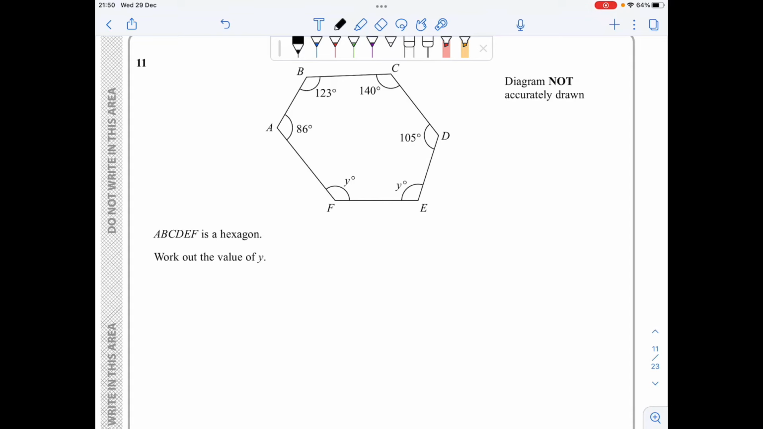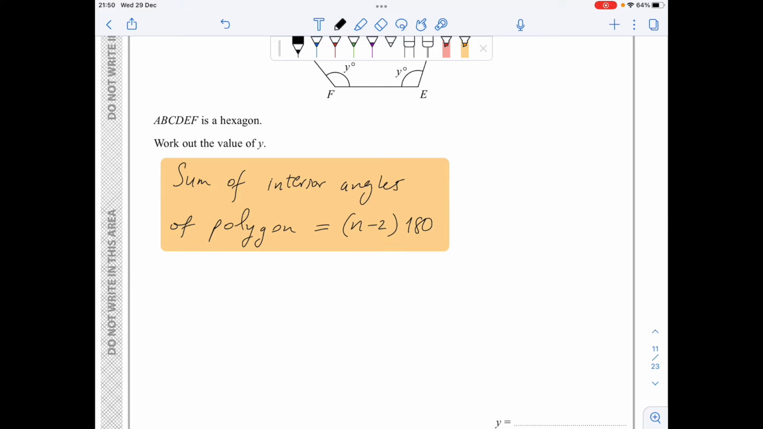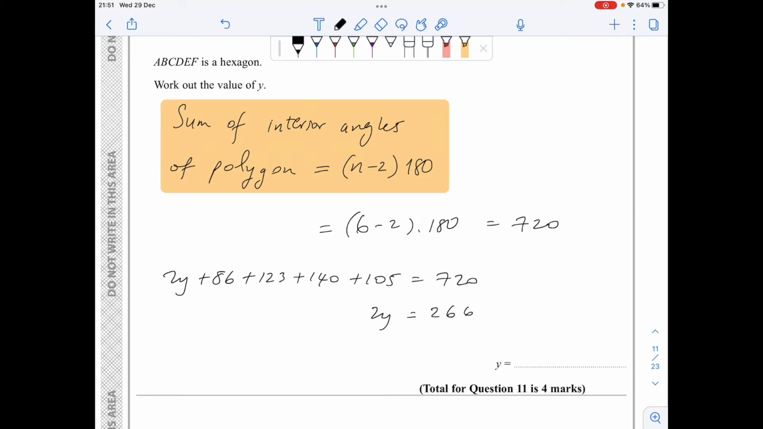In this question, I will use the following formula. Since I have a hexagon, then n is equal to 6. So the sum is equal to 6 minus 2 times 180. And this will give me 720. So 2y plus 86 plus 123 plus 140 plus 105 must be equal to 720. So 2y is equal to 266, which leaves a value of y of 133 degrees.